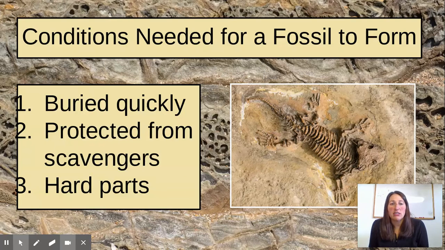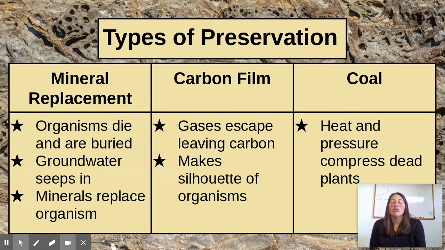They have to be protected from scavengers, and this would be different types of animals. So over a lot of different years, it would be different types. But if you have animals who are digging in the ground and digging up these organisms that have died, you're not going to end up with fossils. And the last thing is you typically need hard parts. So you're going to need bones and teeth. So a jellyfish, probably not going to make a fossil because you don't have those hard parts, the bones or the teeth.